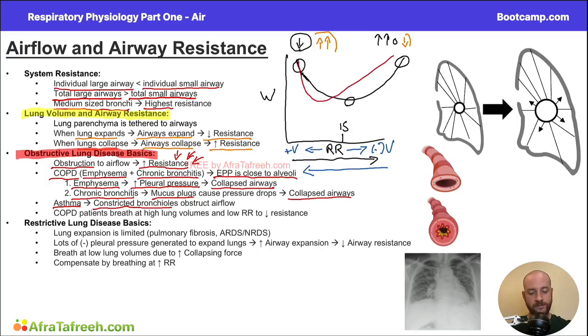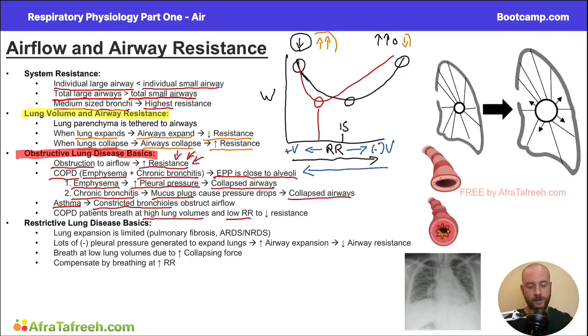So their work is minimized somewhere over here at high tidal volumes and low respiratory rates. And so it's for this reason that COPD patients are going to be breathing at high lung volumes and low respiratory rates, because at high lung volumes, we're decreasing airway resistance because we're opening up those airways.